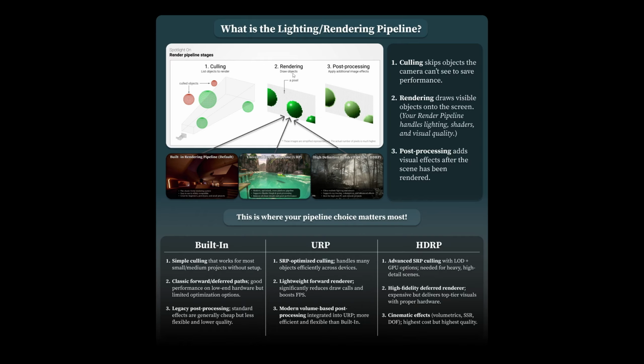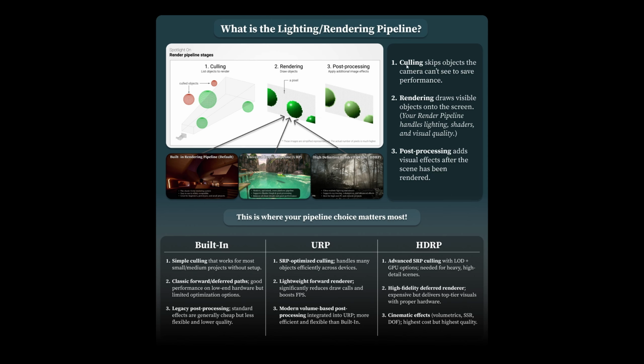Next is rendering. This is where Unity draws the visible objects onto the screen, and this is the stage where your render pipeline really changes the final result. Your chosen pipeline determines how lighting is calculated, what shaders and materials are supported, and how much performance cost you pay to achieve a certain visual look.